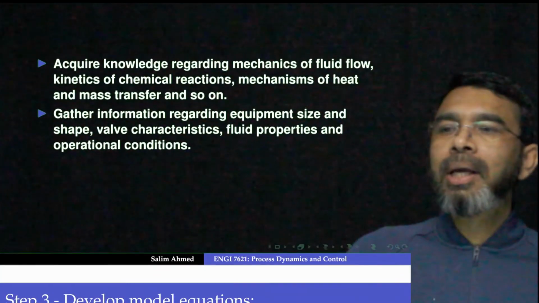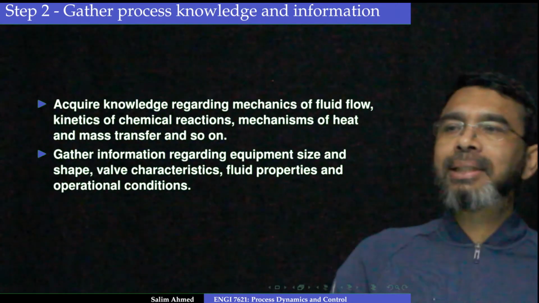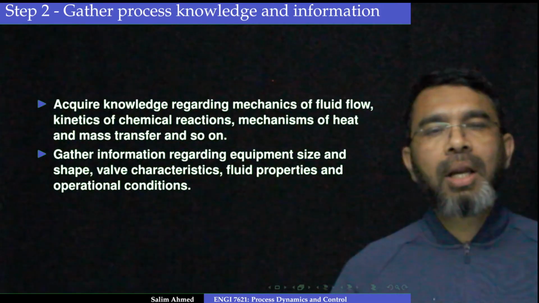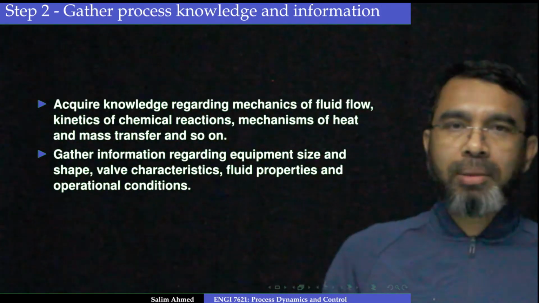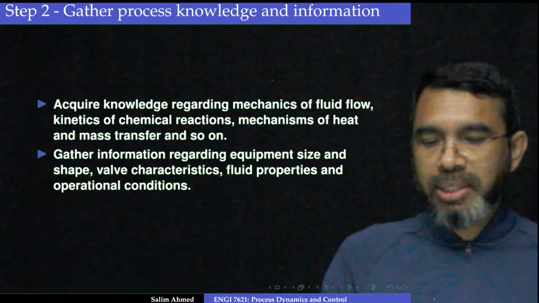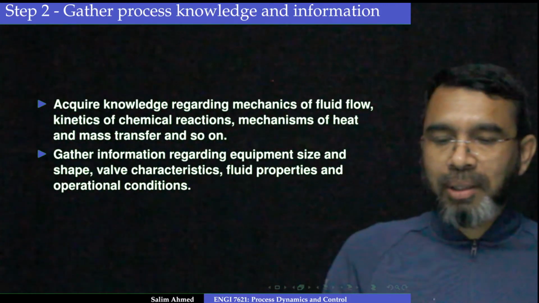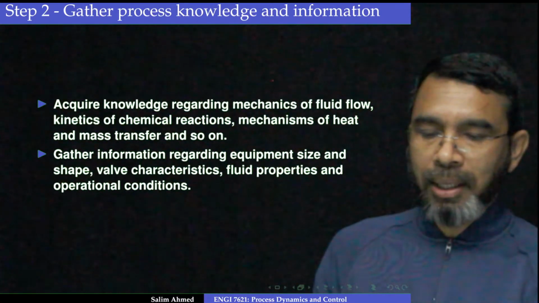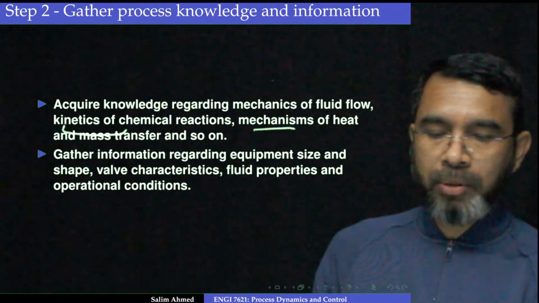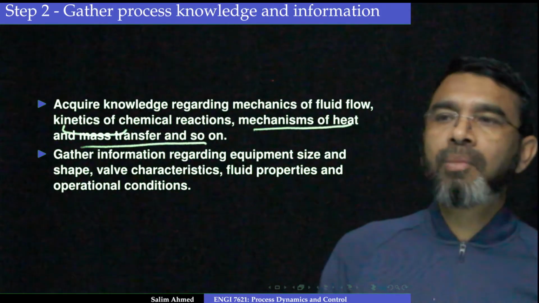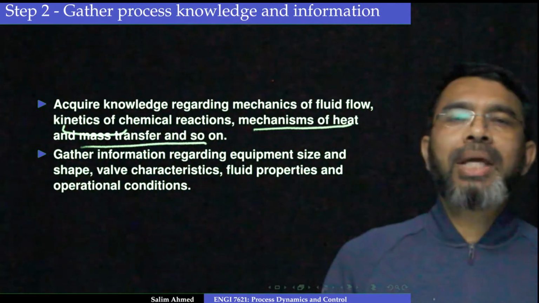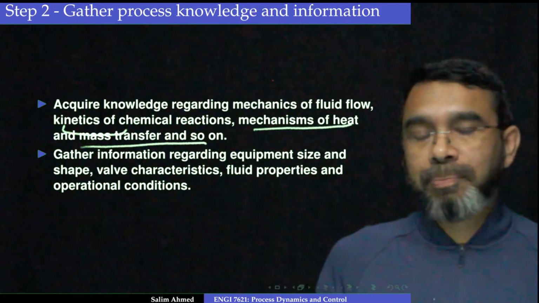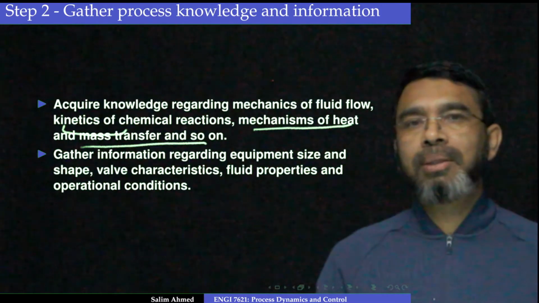Step 2, a very important step for this modeling exercise, is to gather process knowledge and information. This model will be based on process knowledge, and for those cases we need to know the mechanics of fluid flow, kinetics, mechanisms for heat and mass transfer, and so on. All these aspects should be known. These are fundamental principles by which the process behavior can be described.